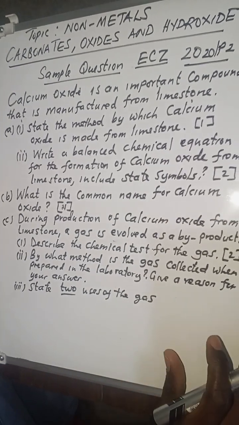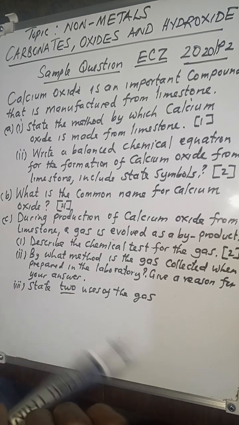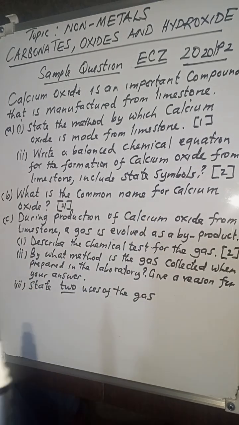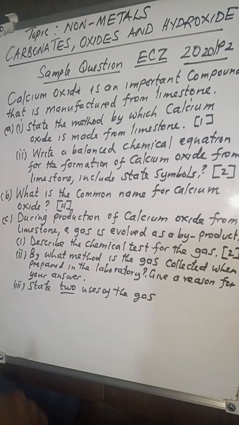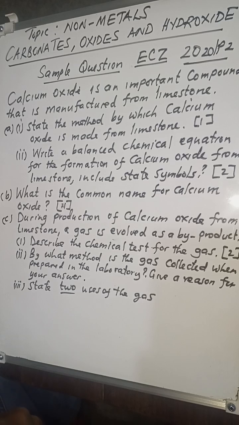So welcome to my segment of my chemistry videos as we continue looking at carbonates, oxides and hydroxides. But this time I want to show you some sample questions on how questions are going to come under carbonates, oxides and hydroxides. So this is coming from the 2020 Paper 2 ECZ exams, question number C2.